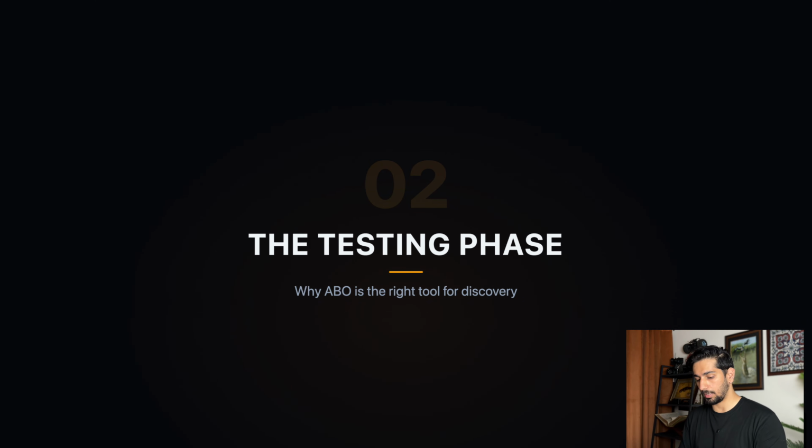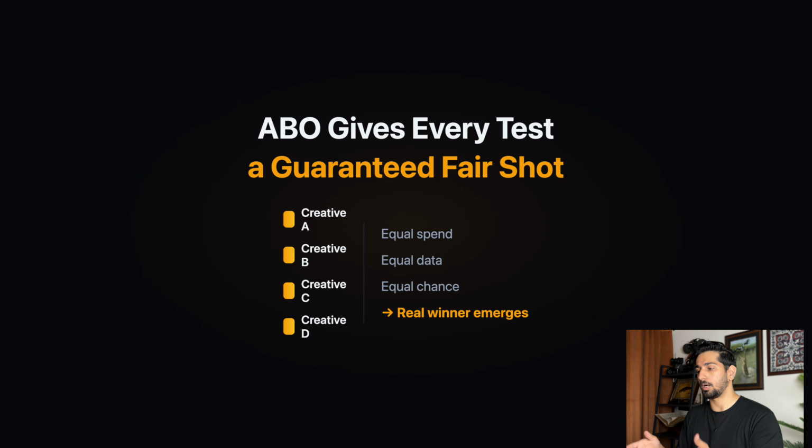But in terms of ABO for testing, the reason why I recommend it for most people who are just getting started or don't have much data is because with this, you can give each ad set an equal chance. If each ad set has different kinds of creative, that means each creative also gets enough chance to prove itself, and therefore it is much easier for you to make a decision on which to scale and which to cut. Right? It is a very simple, straightforward way of testing.